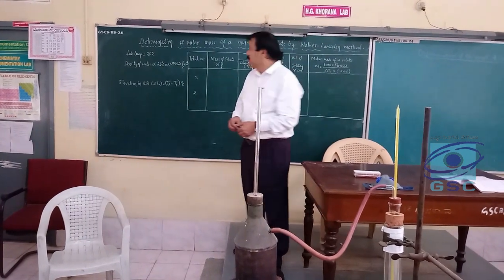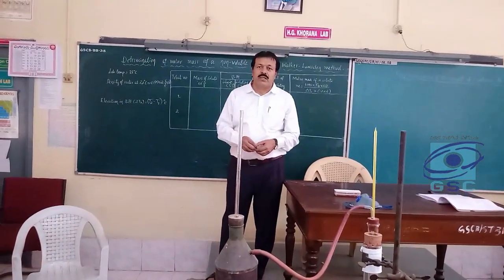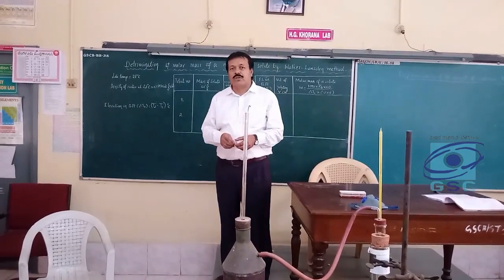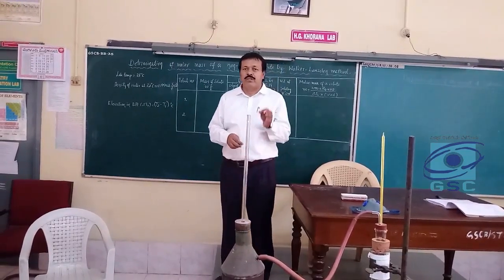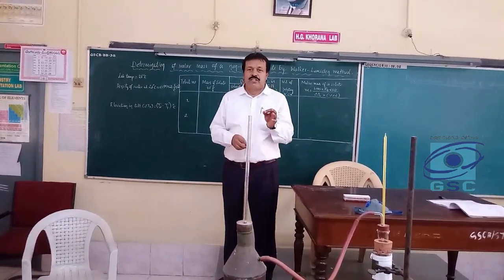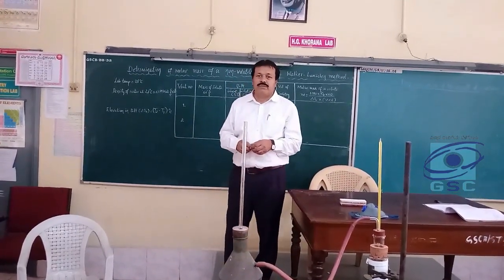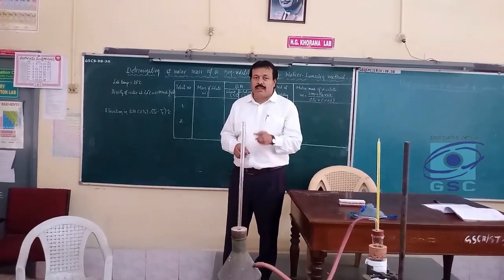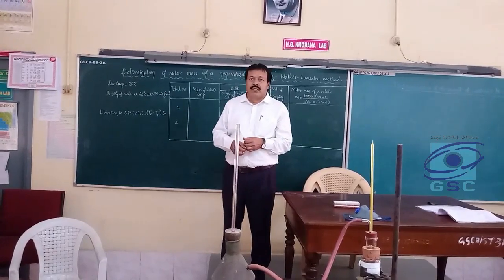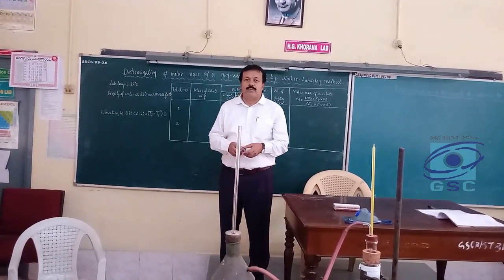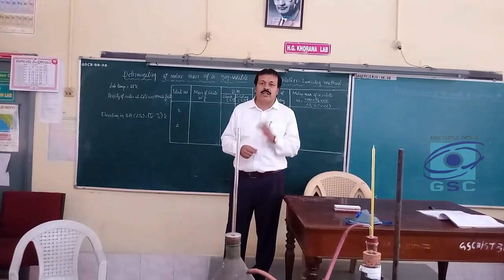Now I am going to demonstrate the determination of molar mass of a non-volatile solute by Walker-Lumsden method. So this method is applicable to colligative properties. As you know, there are four types of colligative properties, namely lowering of vapor pressure, elevation in boiling point, depression in freezing point, and osmotic pressure. So this method involves the determination of molar mass by measuring the boiling point. So you must know the elevation in boiling point. The meaning of elevation in boiling point is the difference in boiling point between solution and solvent.